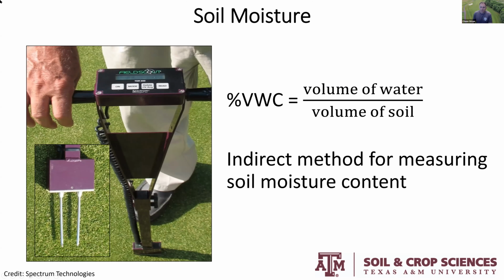All right, so most of you are probably familiar with this device or something similar. It's just a soil moisture meter. This is a TDR 300. It measures volumetric water content, which is, relatively speaking, the volume of water to the volume of soil. It's an indirect method of measuring soil moisture content. You simply stick these stainless steel tines into the ground, push a button on the user interface, and you get your percent volumetric water content.